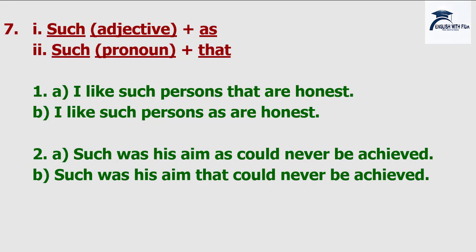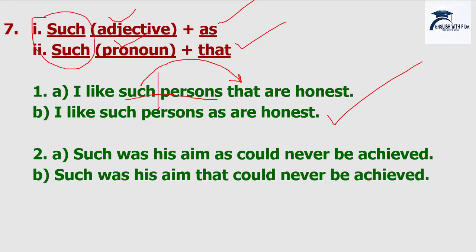Such as adjective, such as pronoun. Such is the same word, but it can be used as an adjective. It can be used as a pronoun. When it is used as an adjective, it will take the correlative part as. If it is used as a pronoun, it will take the correlative part that. For example, "I like such persons." Here persons is a noun, so such is modifying a noun, that's why it is an adjective. So as an adjective, it will take as, not that. The second sentence will be correct.